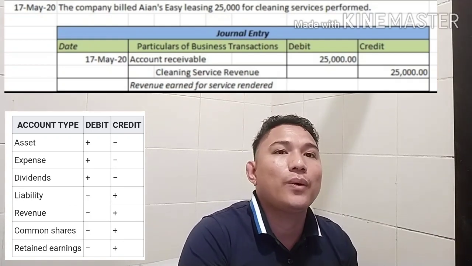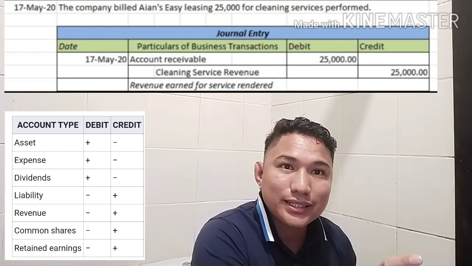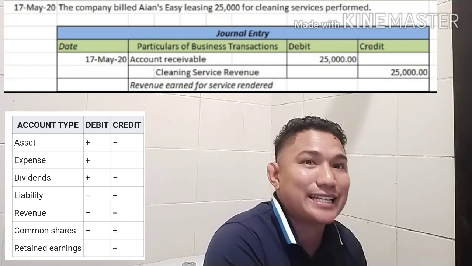Why do you put the cleaning service revenue in credit? Why not in debit? Because cleaning service revenue is a revenue account. From the account title itself, it is a revenue account. A revenue account has a normal balance of credit. Once it increases, you have to put the amount in the credit side. Once your revenue decreases, you have to put the amount in the debit side. What is my brief explanation? Revenue earned for services rendered or performed.